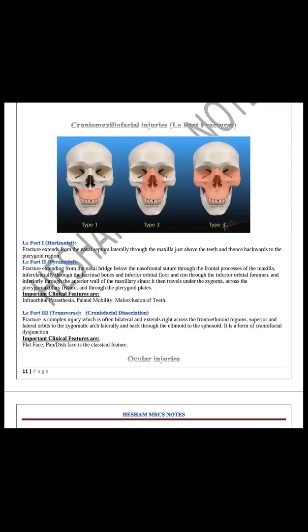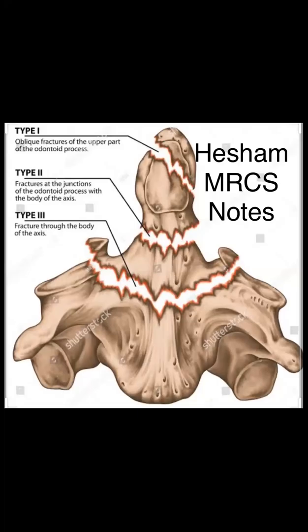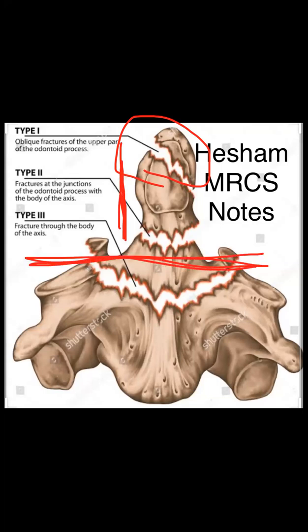Another one. This is also an important picture in fracture of C2. C2 is fracture of the axis, which is characterized by presence of the dens or peg or odontoid process. What is the classification of the odontoid process fracture? Type 1 is just a fracture in the upper part here. Type 2, junction between the odontoid process and the body of the axis. While type 3 is fracture at the body.